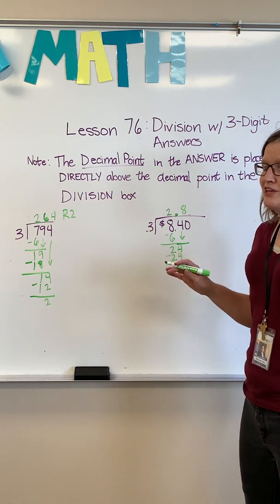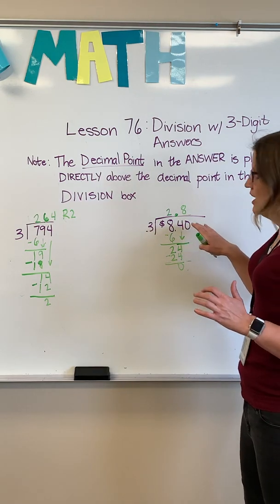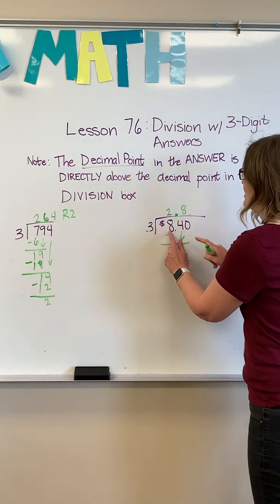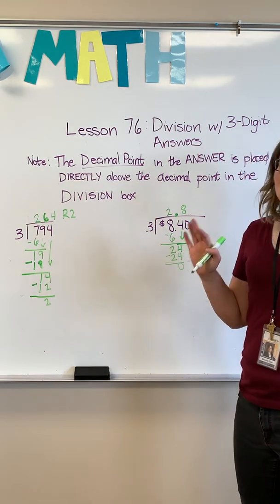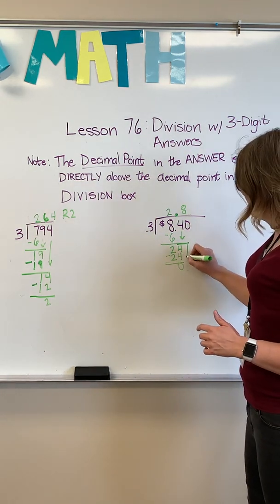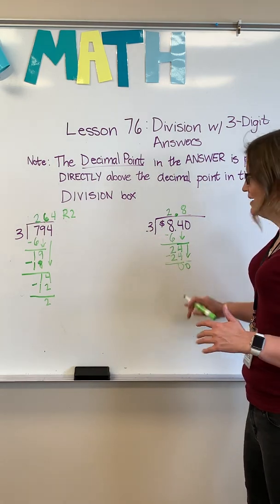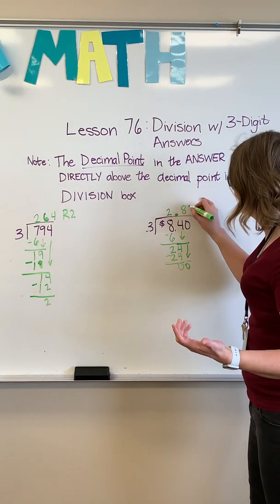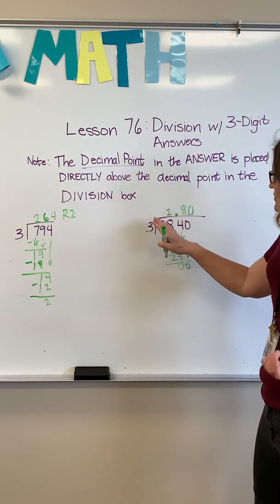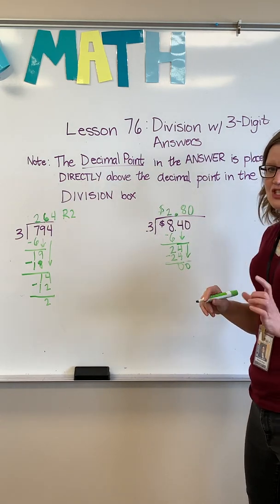Okay, am I finished? Please don't tell me I'm finished, because have I accounted for all of my digits in my division box? No, I still have this 0. So I bring it down, and then I say 3 can go into 0 how many times? 0. And we have $2.80 was what we spent on each item.